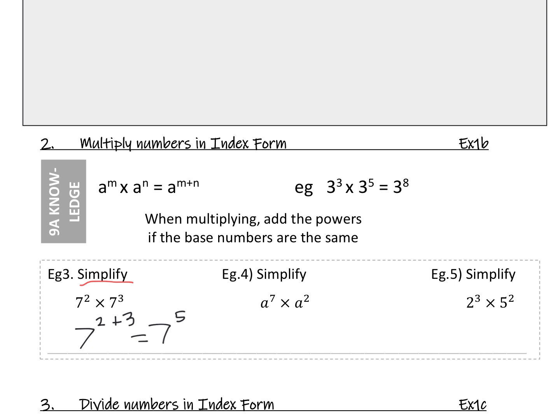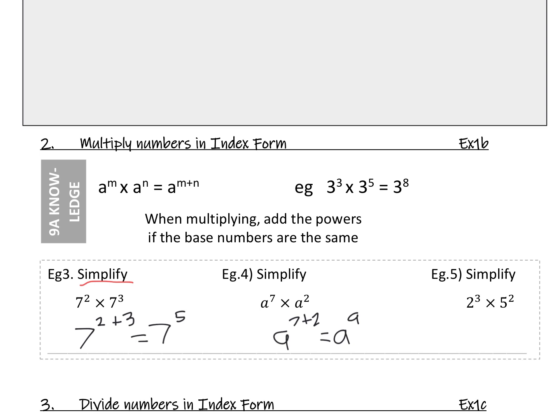Example 4, simplify a to the power of 7 times a to the power of 2. The base is the same, it's a, and when the bases are the same, we can add the powers when multiplying. So we do 7 plus 2, and that gives us a to the power of 9.